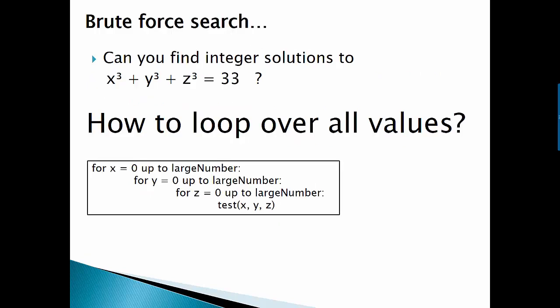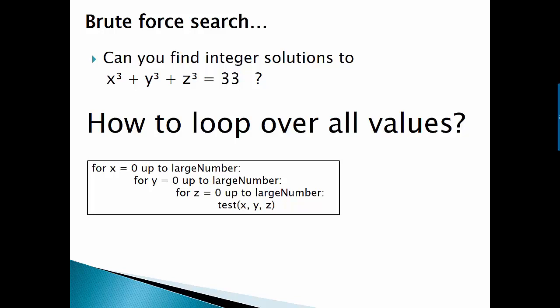So how can we systematically generate all the possible combinations of x, y, and z? We can have 3 nested for loops. So we can loop x from 0 up to a large number, and y from 0 up to a large number, and z from 0 up to a large number. So this actually probably isn't the best. One thing this misses is it's going to miss solutions that have a negative value.